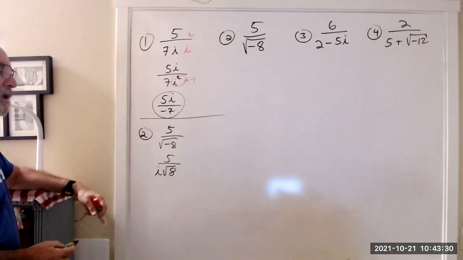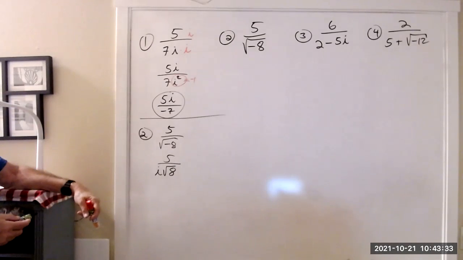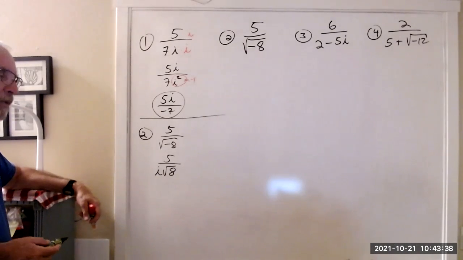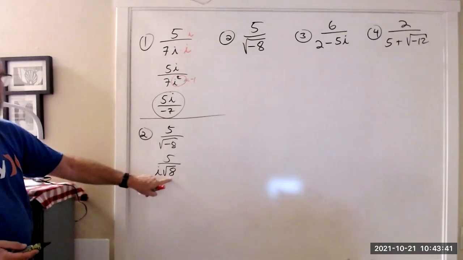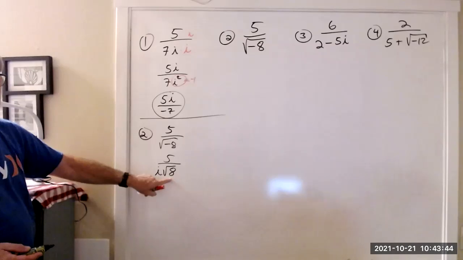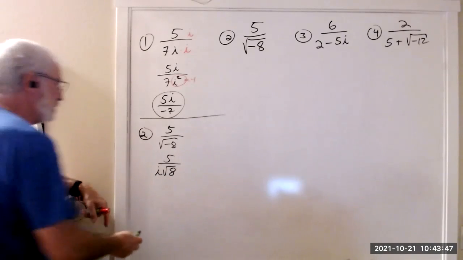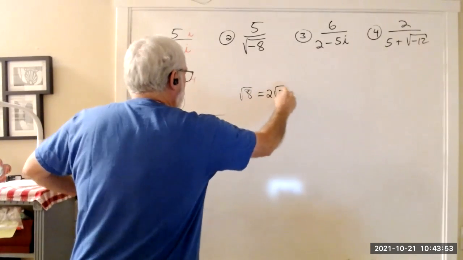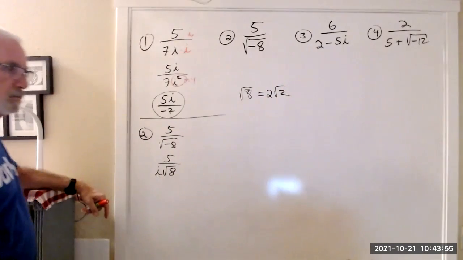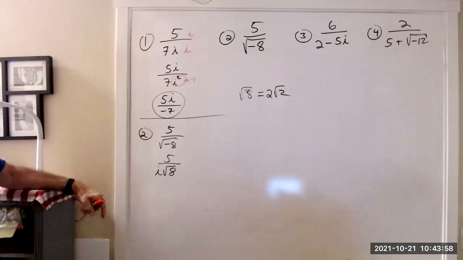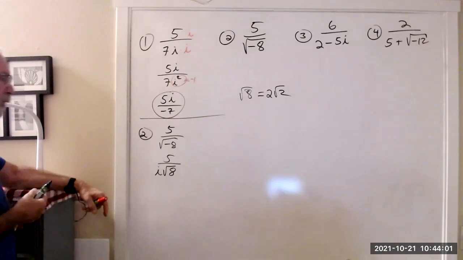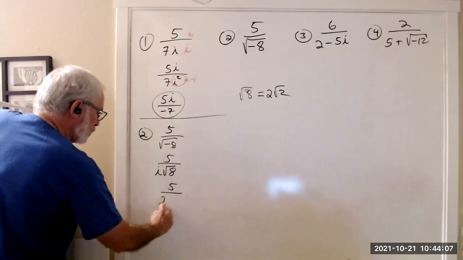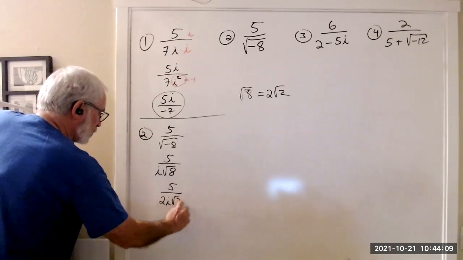Now, again, there's some argument as to what we should do next. There's multiple ways, but I'm going to simplify the square root of 8. We've done that a bunch of times. So the square root of 8 becomes 2 radical 2. Again, many of you have a calculator that will do that, but we've done that about 4 zillion times. So this becomes 5 over 2i radical 2.